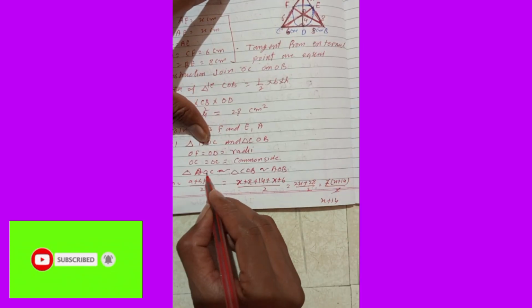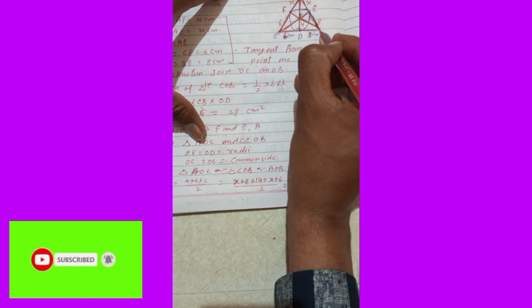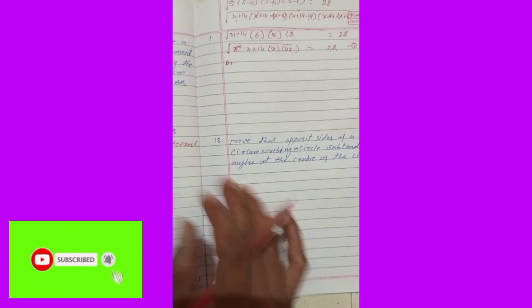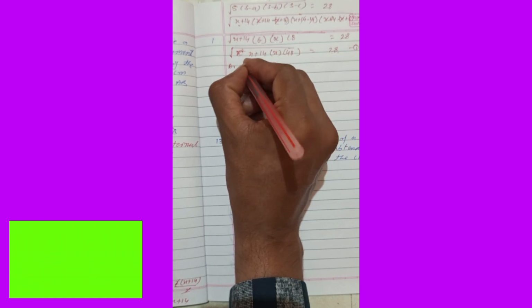Similarly, we made 3 triangles: the similar triangles AOC, COB and AOB. The area of this triangle we found is 28 centimeter square. But for finding, the other 2 triangles are remaining. So, the area of triangle AOC.